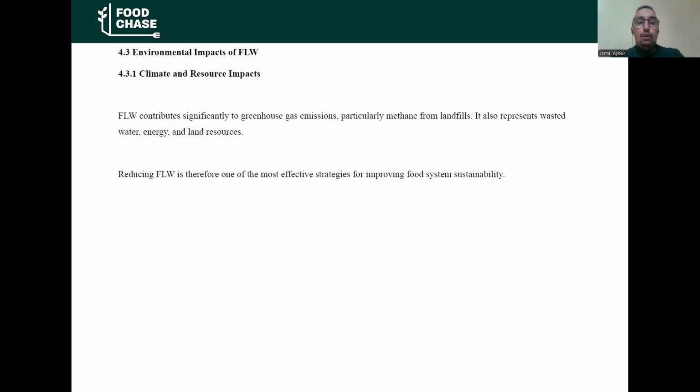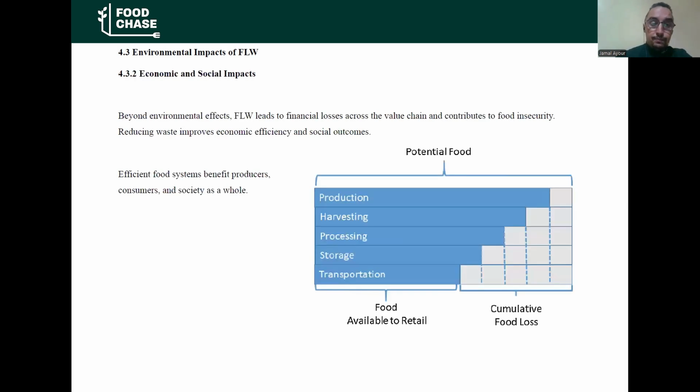Environmental impact of food loss. There is a link between food loss and environmental impact in general. Food loss contributes significantly to greenhouse gas emissions, particularly methane from landfills. It also represents wasted water, energy, and land resources. So it impacts the environment significantly. So reducing food loss is therefore one of the most effective strategies for improving food system sustainability. We are using different solutions, as we are talking about.